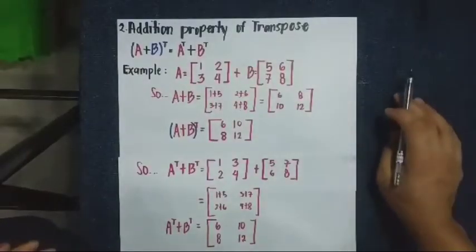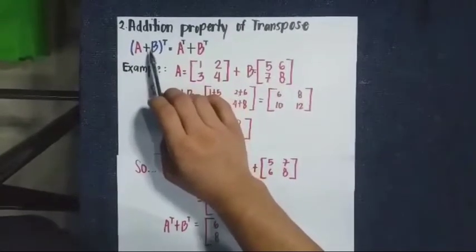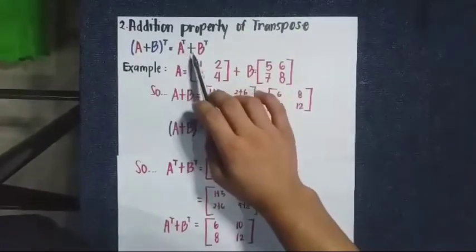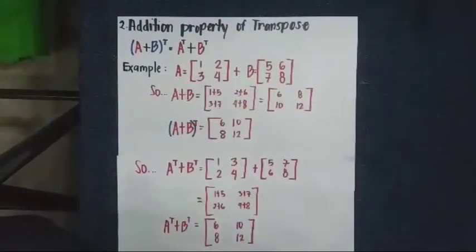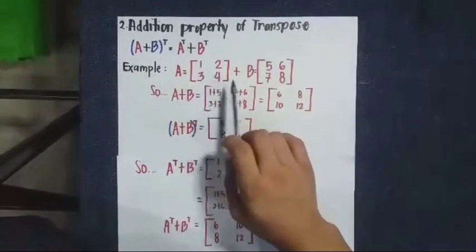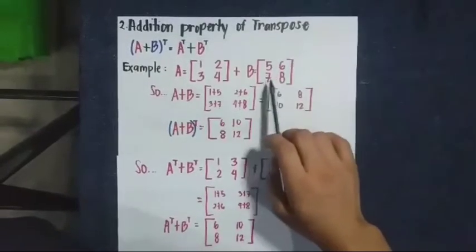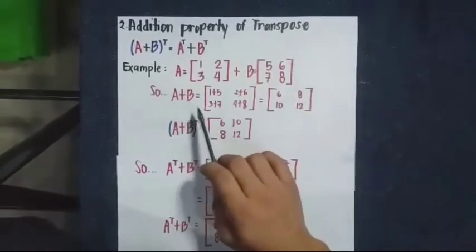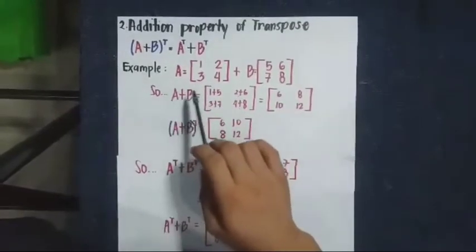Now we have here the second property of transpose, which is the addition property of transpose. So we have here transpose of A plus B is equal to transpose A plus transpose B. For example, we have the matrix A, which is 1, 2, 3, 4, and matrix B, which is equal to 5, 6, 7, and 8. So A plus B, we will have to add up the matrices.